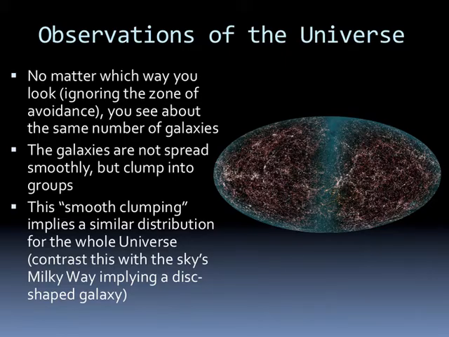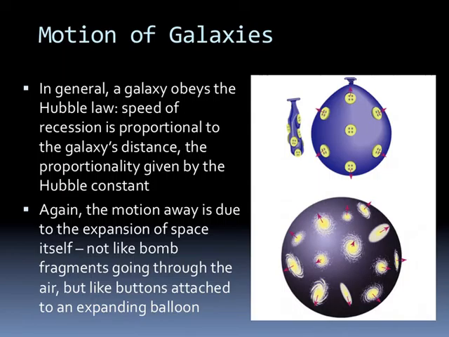The smooth clumping implies a similar distribution for the whole universe. Now contrast this with the sky's Milky Way, implying that we are a disc-shaped galaxy. Because everywhere we look, we see about the same, it implies that the whole universe has a similar distribution to what we see all around us. Now in general, a galaxy obeys Hubble's law. The speed of recession is proportional to its distance, the proportionality given by the Hubble constant. Again, the motion is due to the expansion of space itself, not like bomb fragments going through the air, but like buttons attached to an expanding balloon.